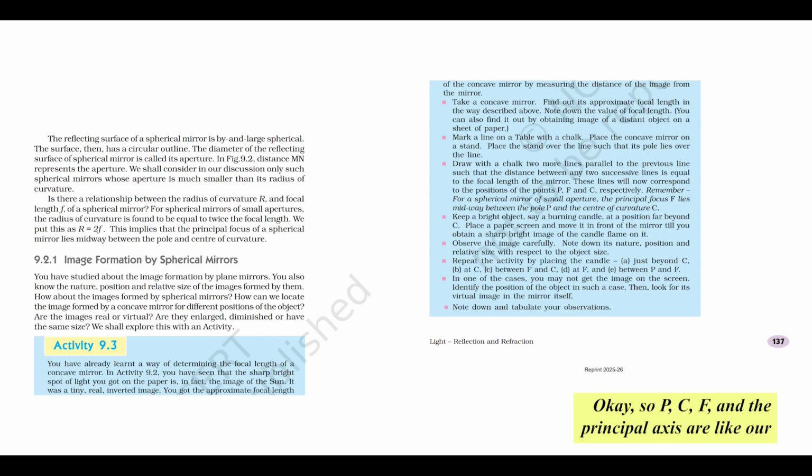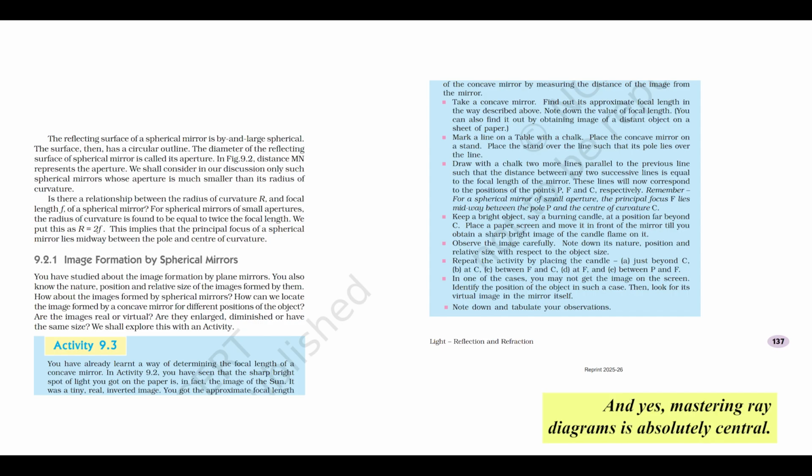Okay, so P, C, F, and the principal axis are like our map coordinates for mirrors. And R equals 2F is a key connection, putting F right in the middle between P and C. I'm starting to get a picture. Now, the big question: how do these mirrors actually form images? You mentioned drawing rays. I know those ray diagrams are super important for exams. How do we do that?